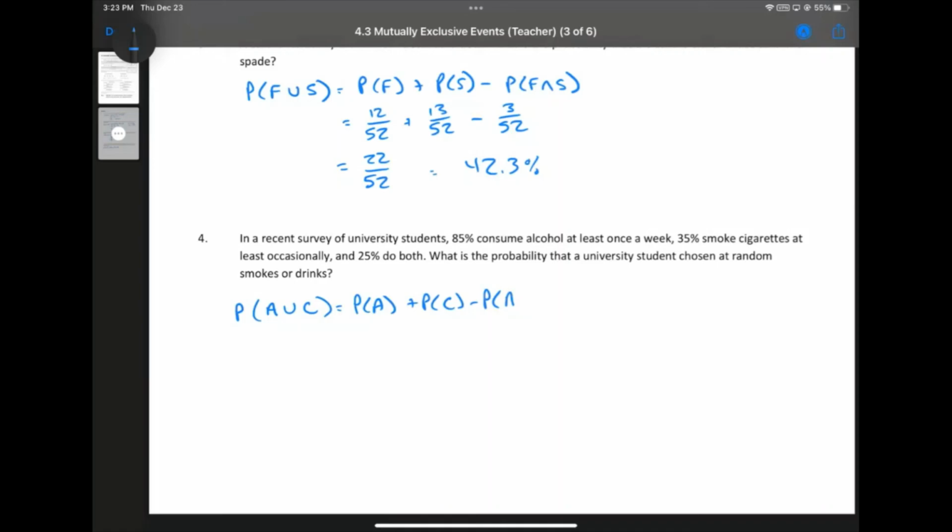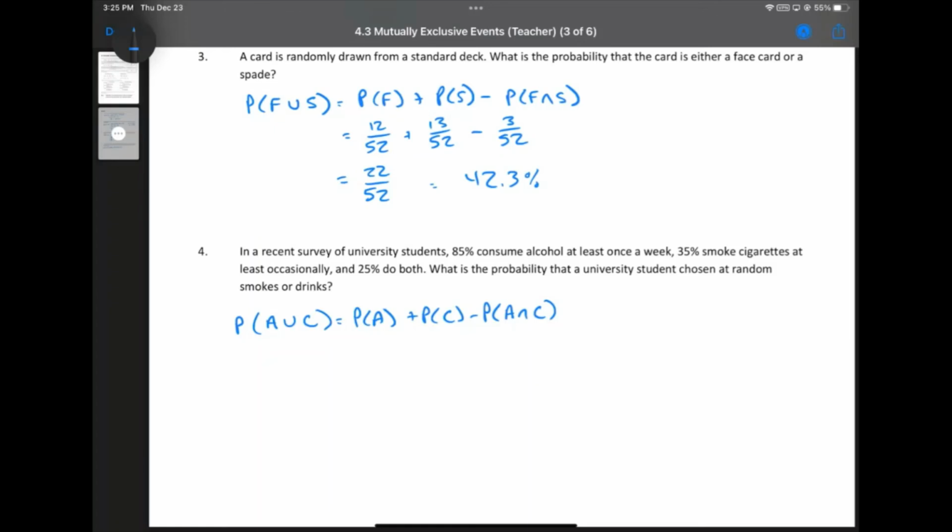Oh, my screen froze. Give me 1 sec. I've got to bring it back because that line should have a few more letters in it. Okay, there we go. Now we're ending with the proper part, probability of alcohol and cigarettes.